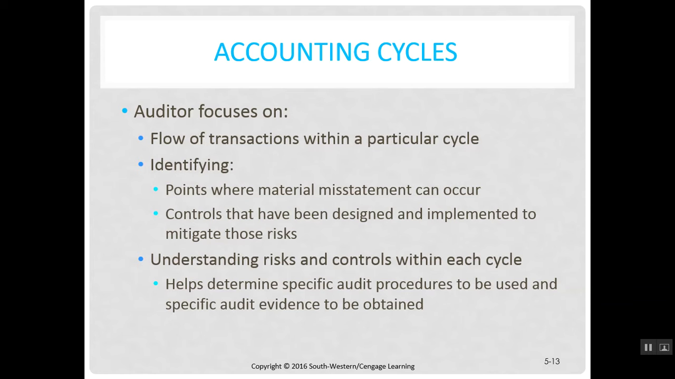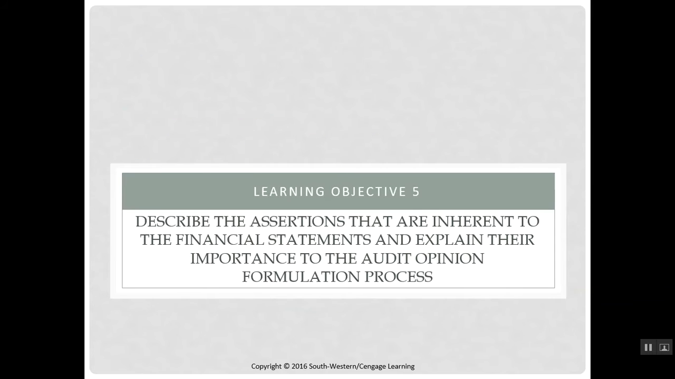What that means is that you'll sit down with the client and actually walk through what happens from the beginning of the cycle to the end of the cycle. And based on that, you can make assessments about where there is a chance for material misstatement and what controls the client has in place to mitigate those risks. Understanding risks and controls within each cycle helps determine specific audit procedures to be used and specific audit evidence that we should be obtaining.